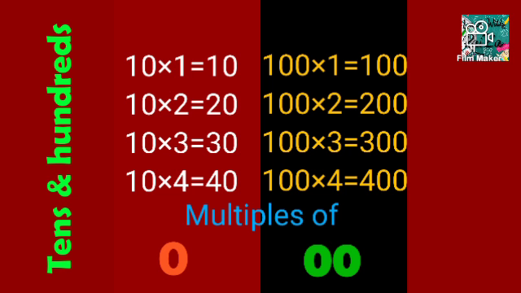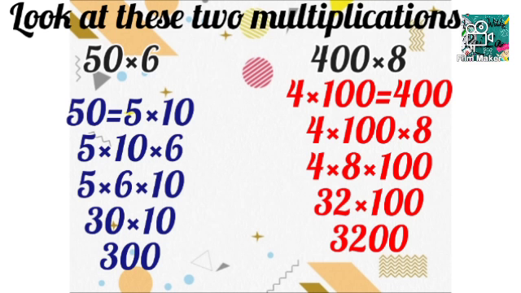So now children, we are going to learn multiplying tens and hundreds. Look at these two multiplications, 50 by 6 and 400 by 8. You know that 50, how does 50 come? 5 by 10, because 50 is containing 1 zero at the end. So 5 by 10 is giving 50, and now we are multiplying 50 by 6. So add that 6. 5 by 10 by 6.